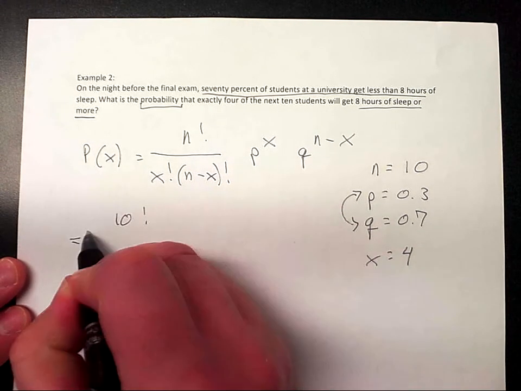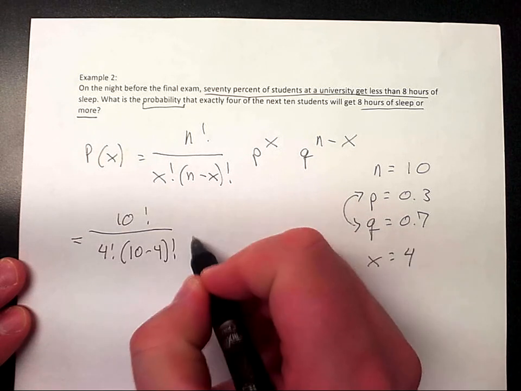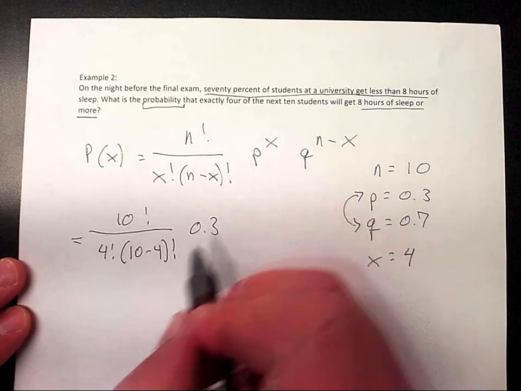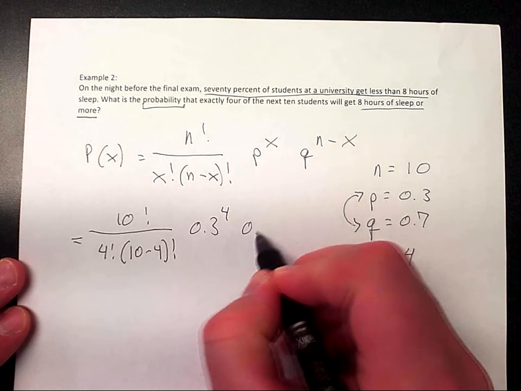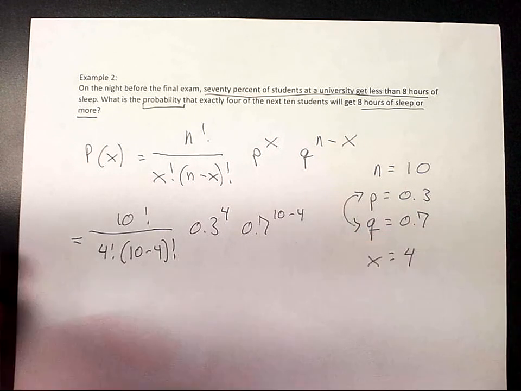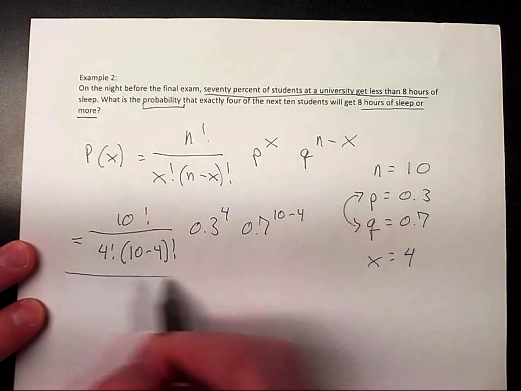And we can have 10 factorial divided by 4 factorial times (10 minus 4) factorial, times 0.3 to the power of 4, times 0.7 to the power of 10 minus 4. Everybody should be good with that step, right? Just plugging in the numbers. Everybody good with this? If you get to this point, the chances are you're going to get this problem right. Is everybody good with getting up until this point right here? So at this point, we're just doing arithmetic.